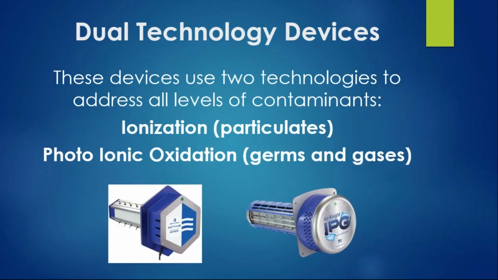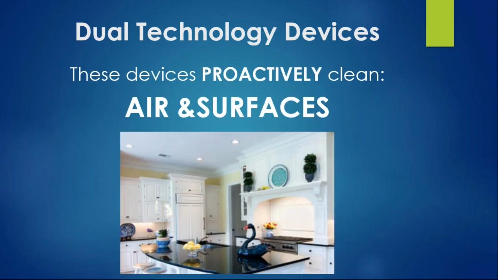Dual technology devices. So here we're talking about a device that'll take two independent cleaning technologies, if you will, put them into one device to treat all three levels of contaminants. So you're going to address the germs, the gases and odors, and the particulates. So we're going to use ionization to handle the particulates, and we're going to use photo-ionic oxidation to take care of the germs and the gases. So all three, and again, because you're taking particles out of the air, you're still going to want to use it in conjunction with a nice Merv 11 media air cleaner. Okay, and again, this will do it proactively through the space.